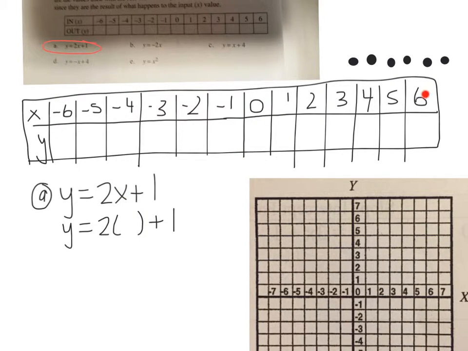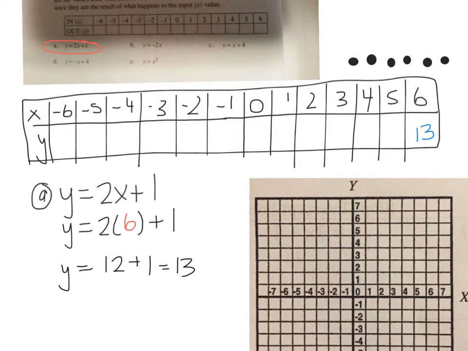So I'm going to start here with 6. If I take a 6 and put it in the place of x, what do I get out? Y equals 2 times 6 plus 1. Well, 2 times 6 is 12 plus 1, and 12 plus 1 is 13. So that means if I put in a 6 for x, y is 13. So I can put a 13 here.